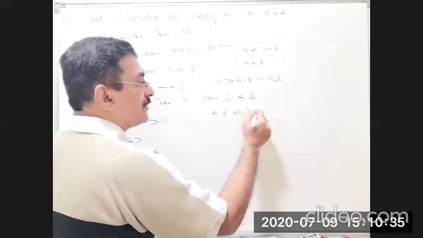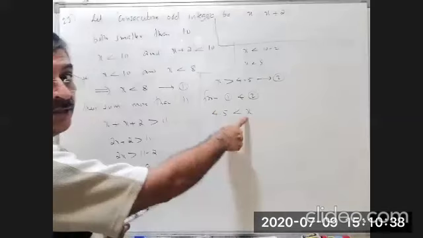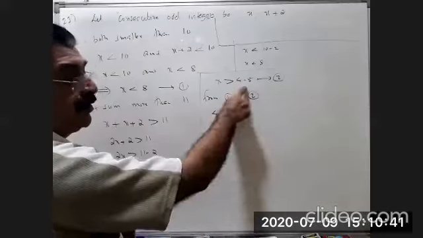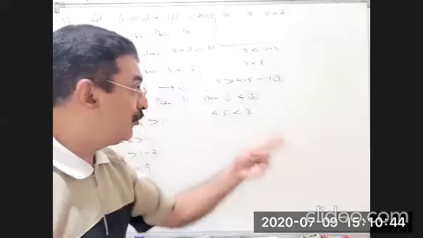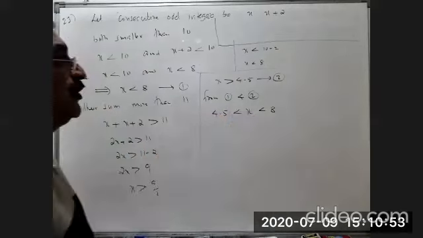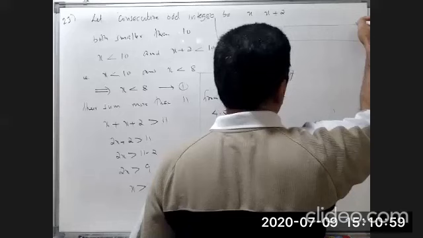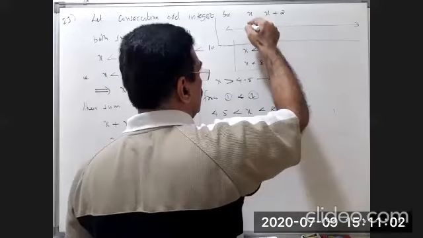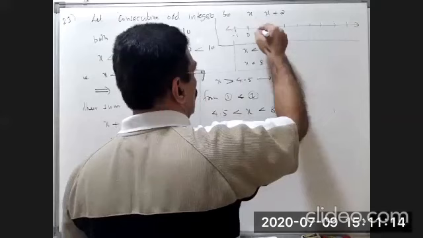So x greater than 4.5 means 4.5 is less than x. See, this one I wrote in reverse order. X is on the bigger side. X greater than 4.5 means 4.5 is smaller than x, and that x is less than 8. This means x lies between 4.5 and 8. Think about the number line: 2, 3, 4, 1, 2, 3, 4, 5, 6, 7, 8.